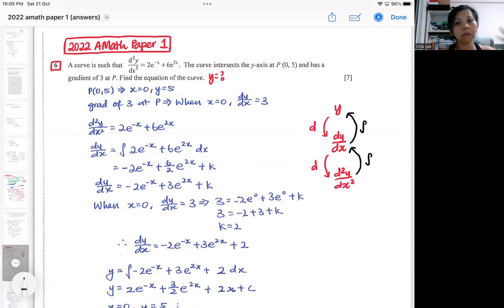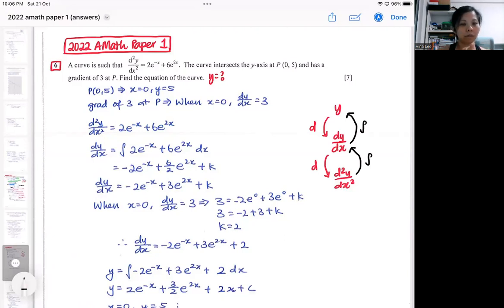However, the complication again comes upon each integration. Each integration will generate one unknown. So if you're going to integrate twice, there will be two unknowns. So there must be sufficient information for you to find the two unknowns. So the challenge is also getting the unknowns correctly.